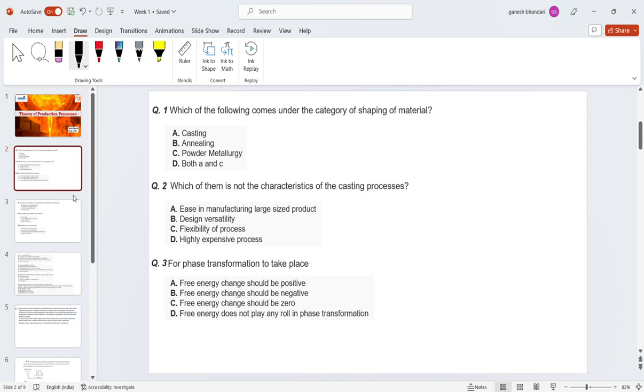So if you have any doubt in these MCQs, we can discuss it, or else you can say what you think the answer of this particular MCQ is. So the first one is: which of the following comes under the category of shaping of the material? If you want to comment on this. Yeah, casting will definitely be there.